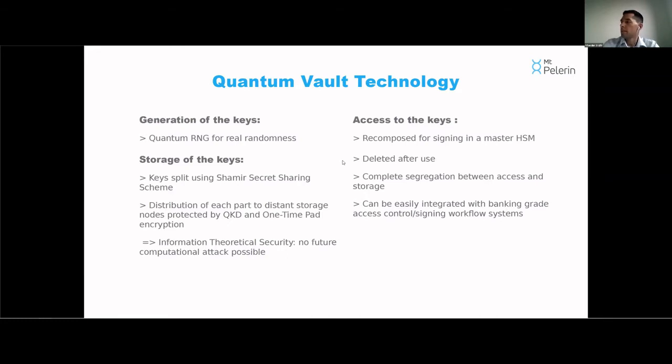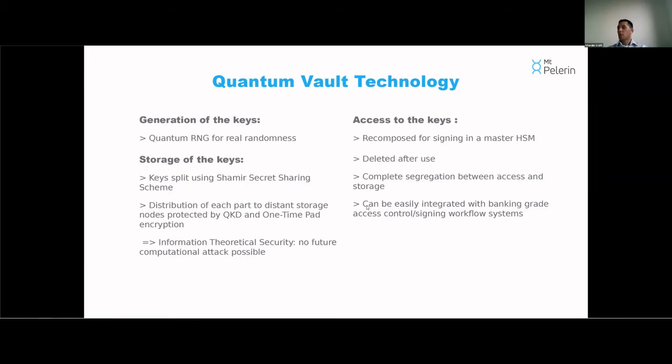And what is good for us is that there's a complete split between the access and the storage. So if for any reason your HSM is not available, then you can remove it, replace it, just resync everything, and you have a system that is ready to be online very fast.